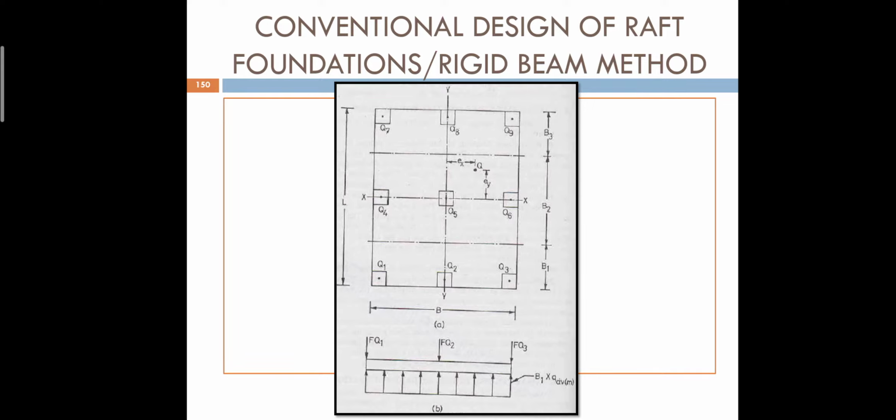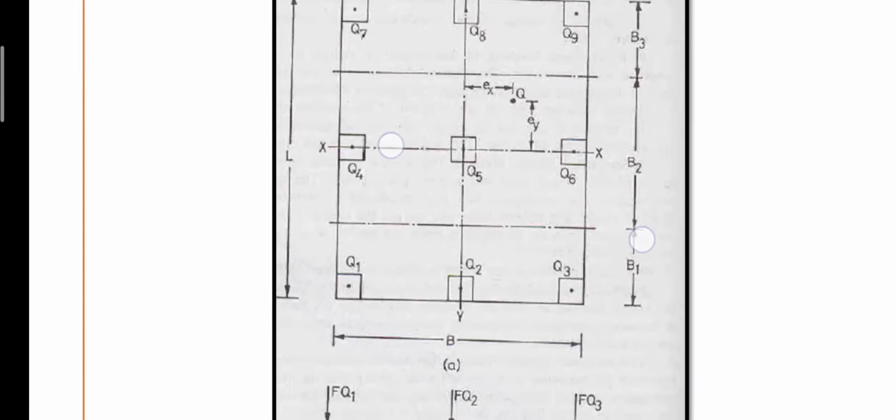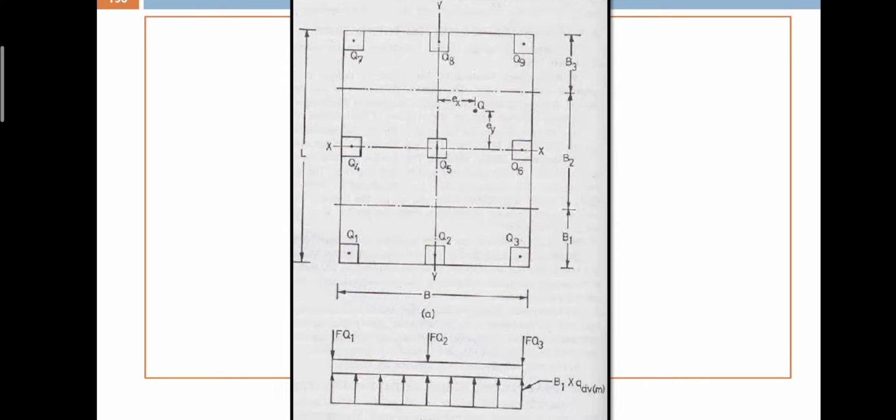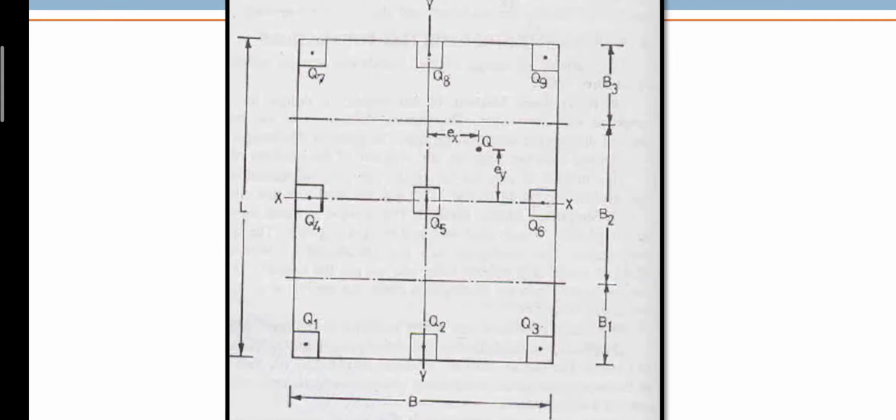When you see, this is the top view of the mat foundation. The total length of the mat is capital L, and the total width of the mat is capital B. When you see the mat, you can see the loads Q1, Q2, Q3, Q4, Q5, Q6, Q7, Q8, Q9, and they are columns. 9 columns are there inside the mat, and the 9 column loads are acting: Q1 to Q9.